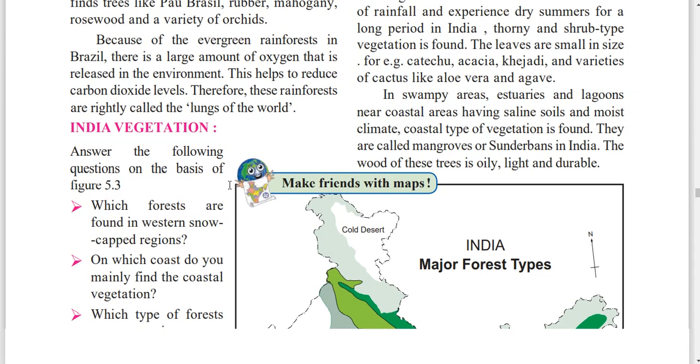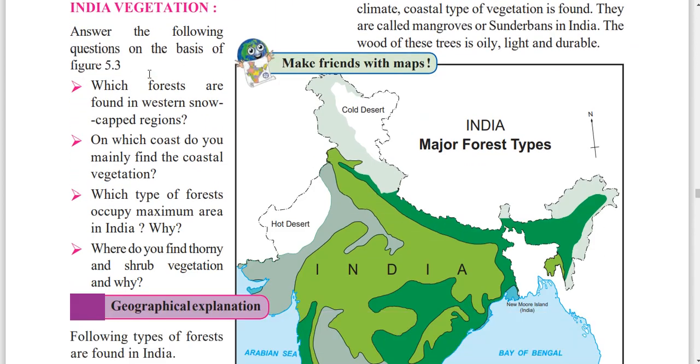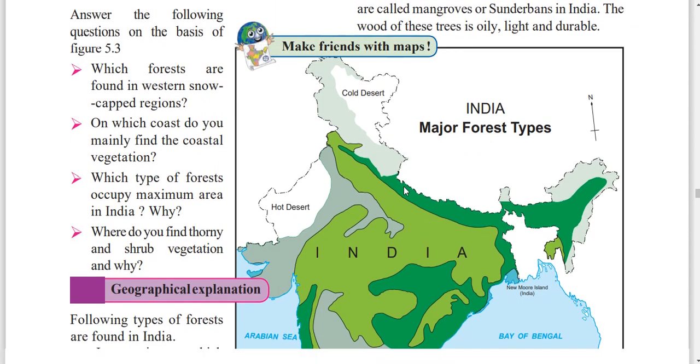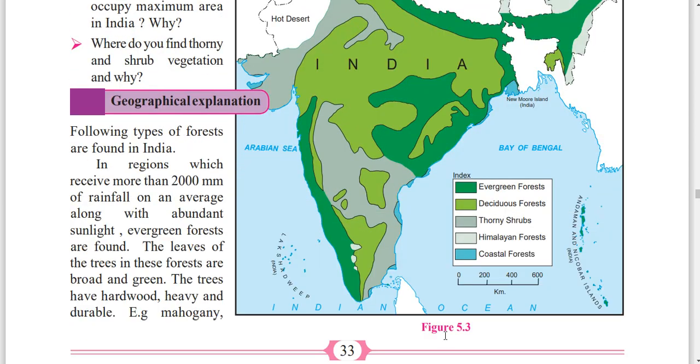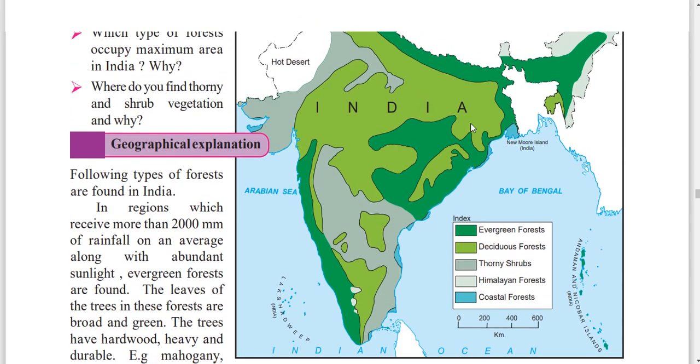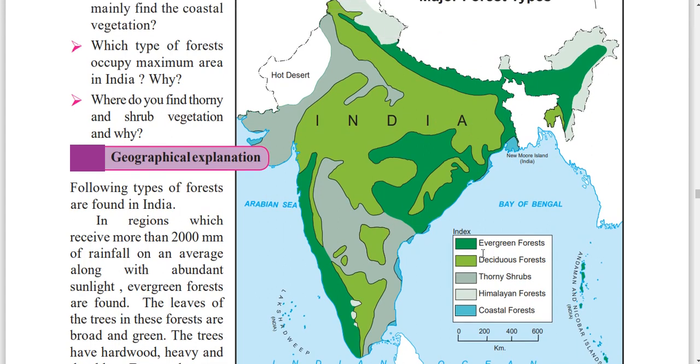India vegetation. Answer the following questions on the basis of figure 5.3. See figure 5.3. This is a map of India in which different color shades are given. Dark green for evergreen forest. See where the dark green is. Then light green, deciduous forests are there. Grey, thorny shrubs. White, Himalayan forests.